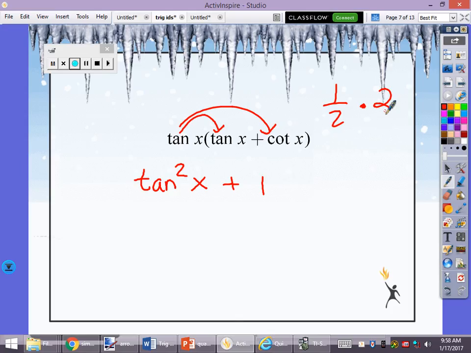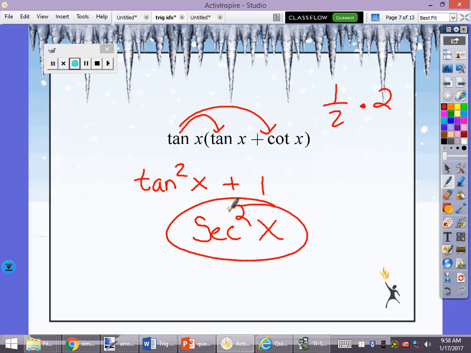Now, please look at your paper. Is this one of the ones we developed? Yes, tangent squared x plus 1 is the same as secant squared x. Most of these will get dwindled down to a single trig or a single number. There's a couple that will not. Secant squared x is one of the identities. Yes, sir? Yep, that's the final answer.